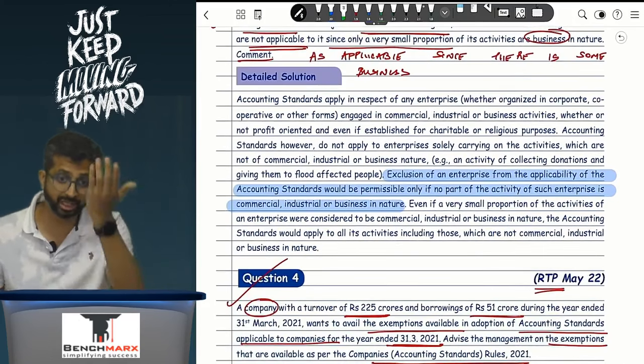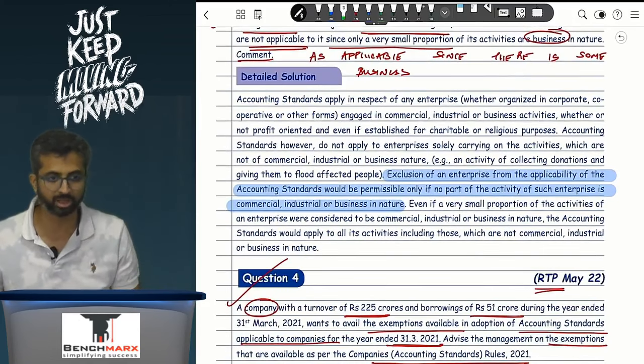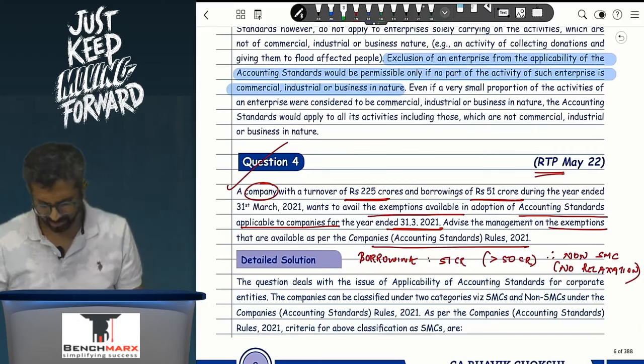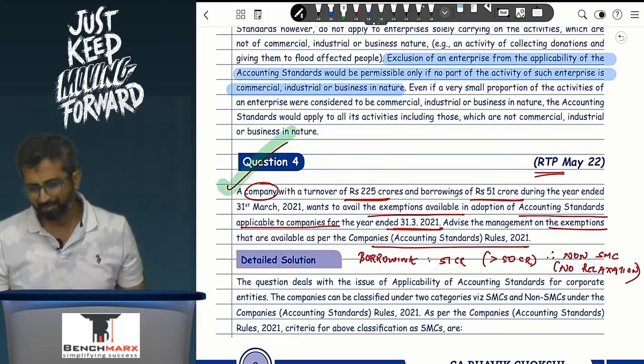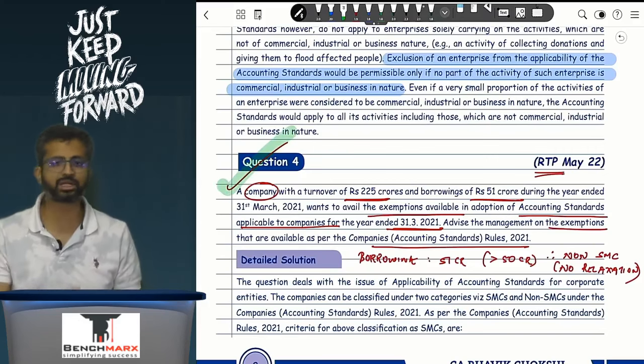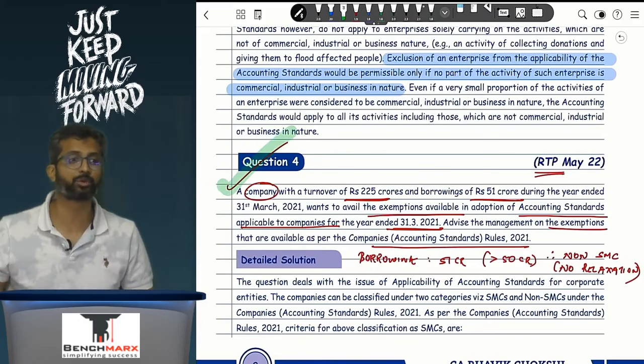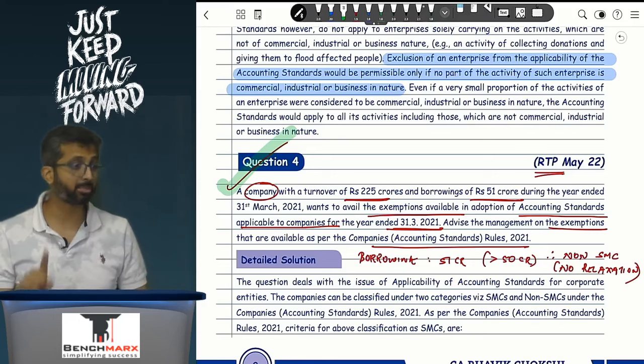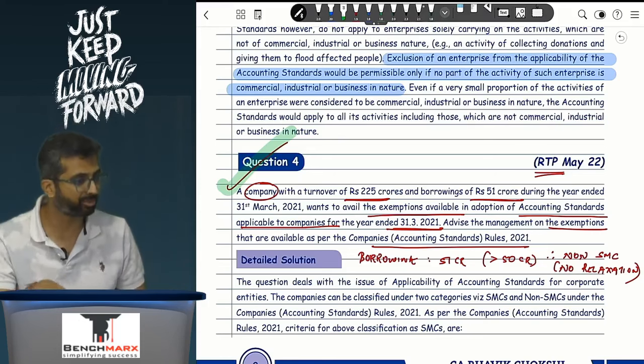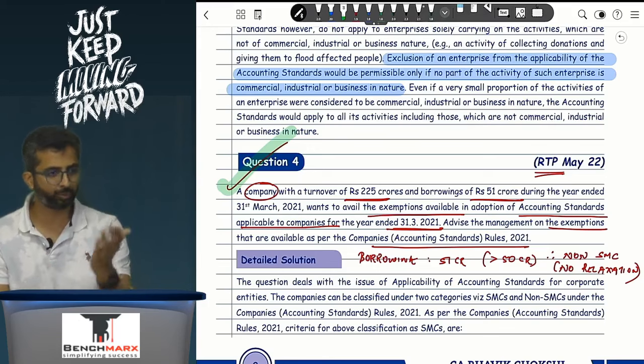You don't need to read the entire question and entire solution the day before your exams. And in question number 4, if you want, you can revise it. Mere hisab se, if you do question 6, 4 dekhne ka zarurat nahi hai. But the problem is question 6 is for level 1, 2, 3, 4. Question number 4 is for SMC, non-SMC. So, 4 will revise. 4 and 1 same hai.